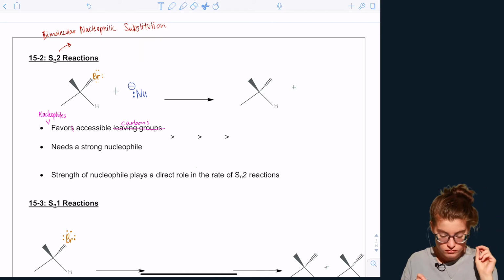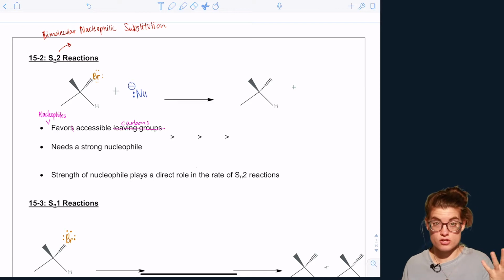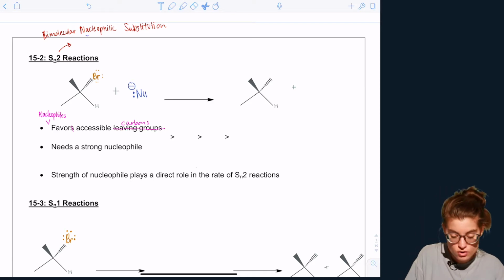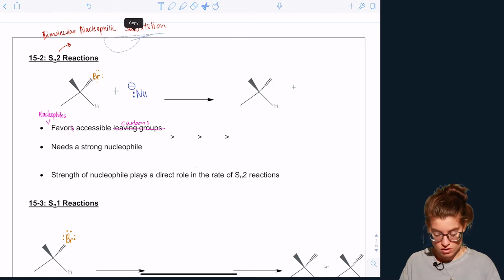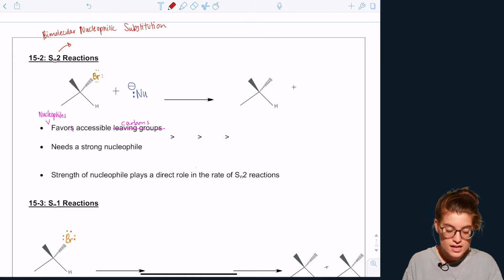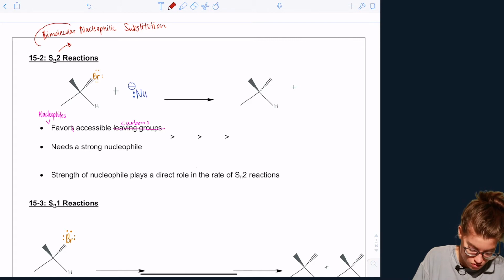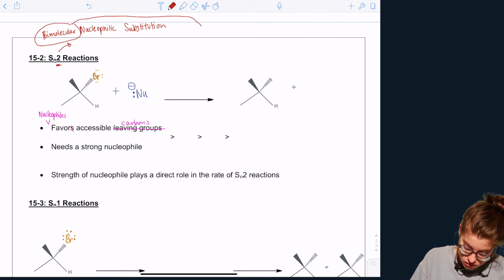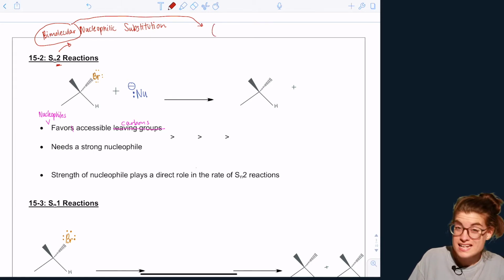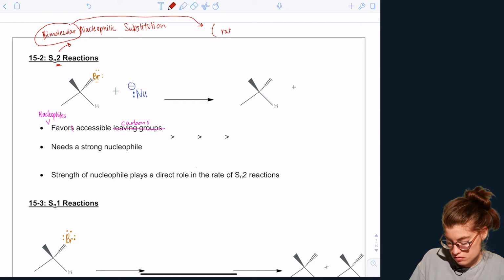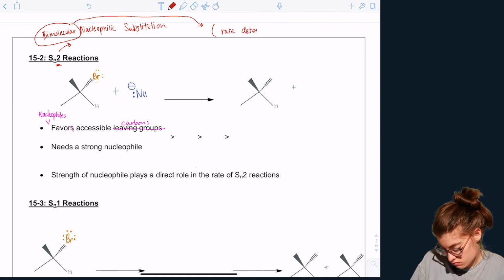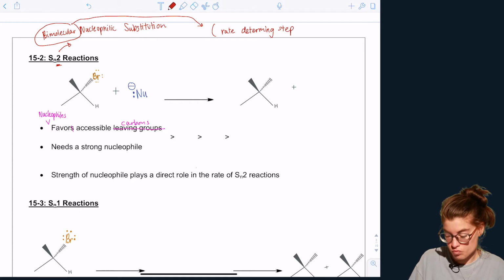Now, nucleophilic substitution just means we're using a nucleophile to do the substitution. Okay, so, makes sense. What does the bimolecular mean, though? What does this 2 mean? Well, it means that the rate determining step, all right, so rate determining step.